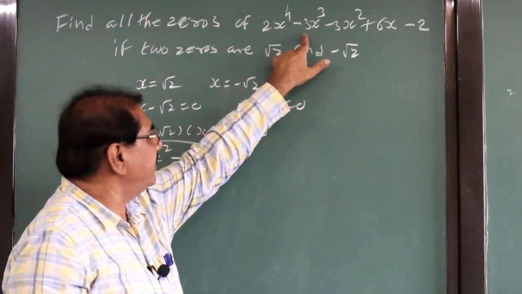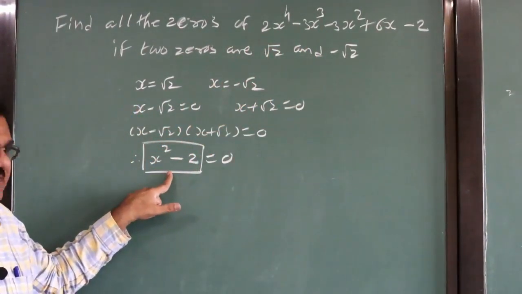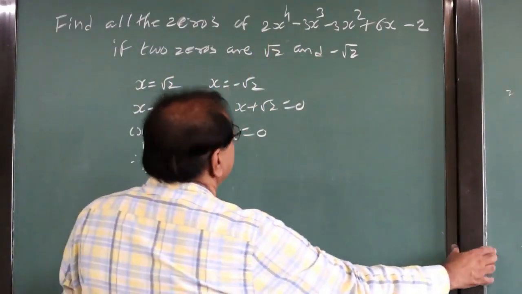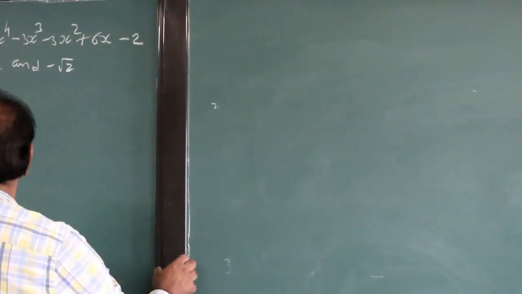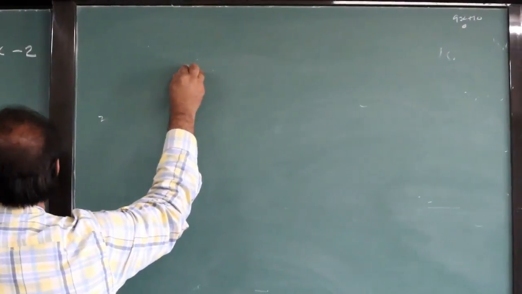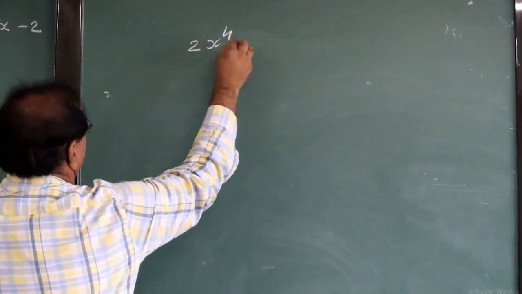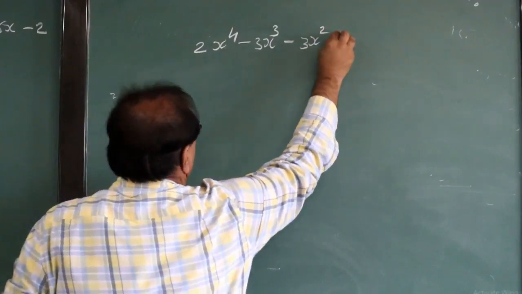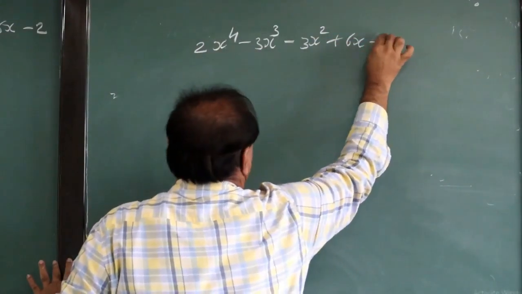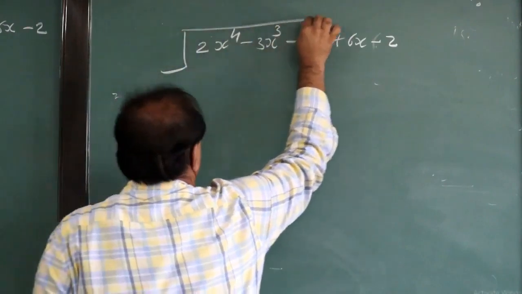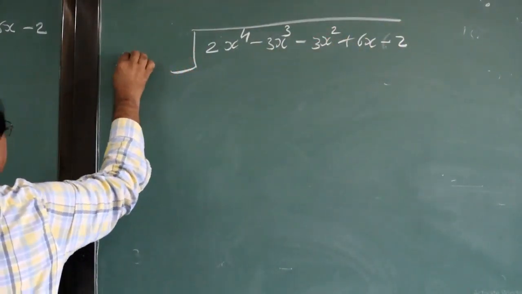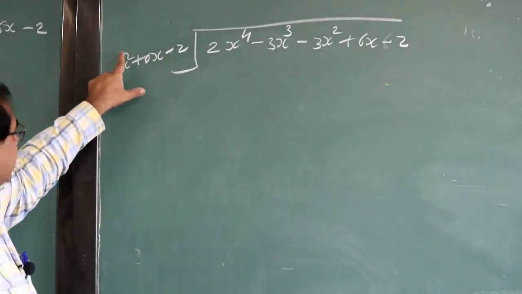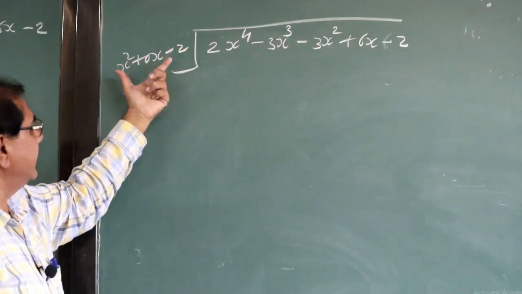So this is the dividend polynomial, and here we have created the divisor polynomial. Now we divide this polynomial by this divisor polynomial. I take it on the next board so you can understand it better. So now it is 2x⁴ − 3x³ − 3x² + 6x − 2 divided by x² + 0x − 2. Why is it so? Because the x², x¹ and x⁰ terms have to be adjusted.